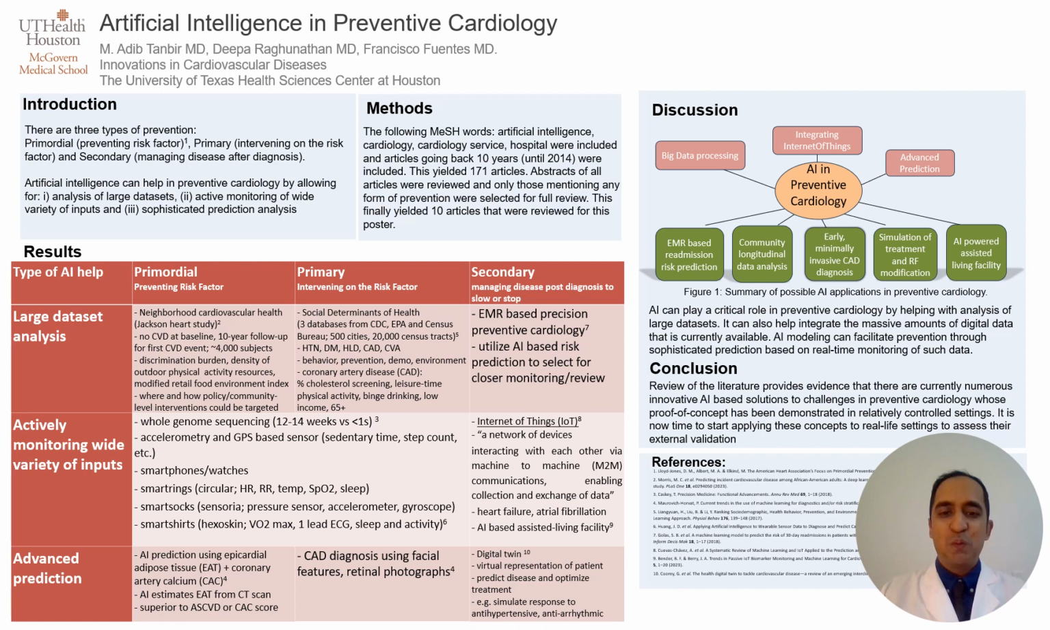For our review, we selected the following meshwords: artificial intelligence, cardiology, cardiology service, hospital, and went back 10 years until 2014. Parameters gave us 171 articles. Abstracts of all of these articles were reviewed, and only those mentioning any form of prevention were selected for full review. This gave us a total of 10 articles that were relevant for the preparation of this poster.